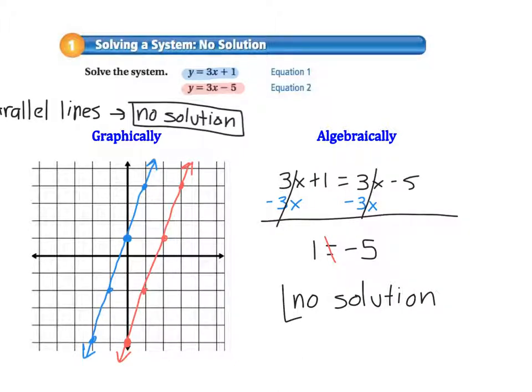So whether you solve this graphically and you can physically see that there is no solution, or whether you solve it algebraically using substitution and then you get a nonsense equation, either way you will come to the conclusion that there is no solution.